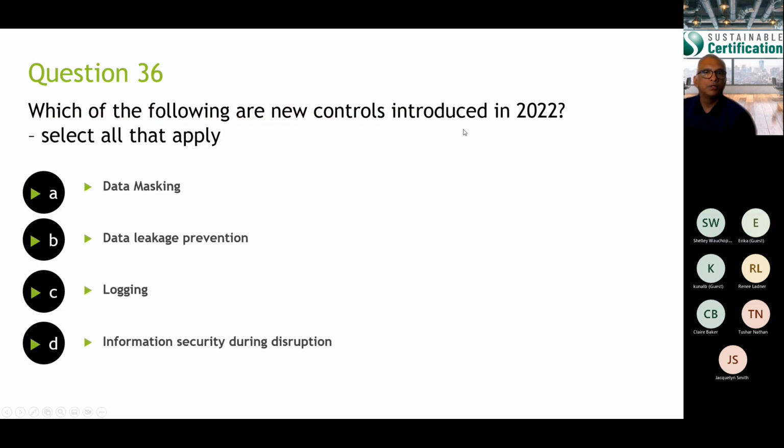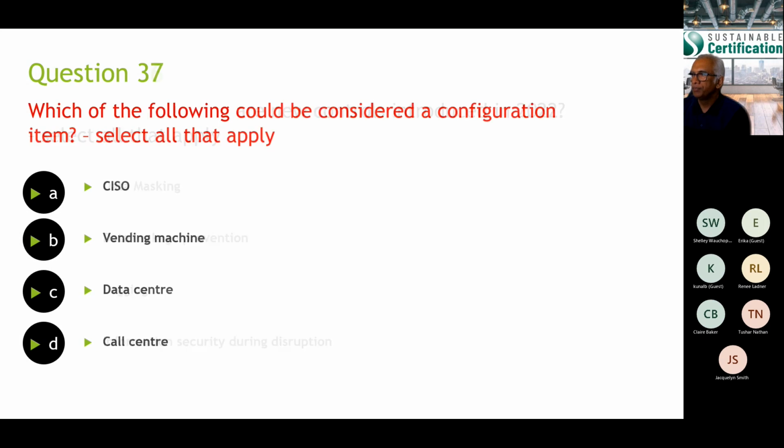Which of the following are new controls introduced? Data masking, data leak prevention, logging, information security during disruption. So which of these are the new controls? A and B also, data masking and data leak prevention. Both of these are the new controls. Logging and information security during disruption are either renamed or merged controls.